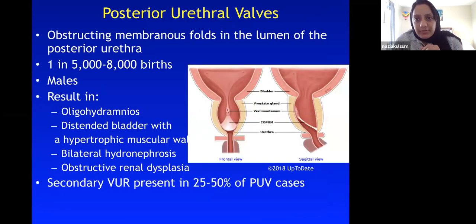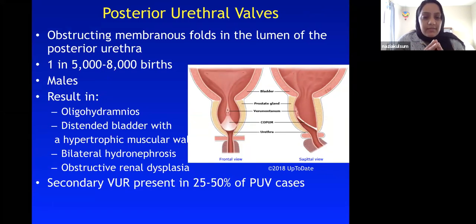Last condition is your posterior urethral valves. This only affects your males. And here what happens is in the posterior urethra, normally, there are no folds, and they basically develop this obstructing membranous fold, and it can be partial or even complete. And most of these kids will have a history of oligohydramnios during pregnancy. At the time of birth, they have distended bladders. The bladder wall is very hypertrophic, very thick, and then they may have bilateral hydronephrosis, one of the most common causes of end-stage kidney disease in these patients.